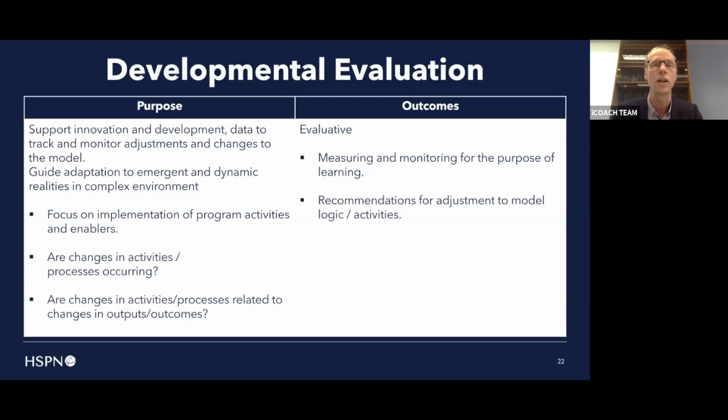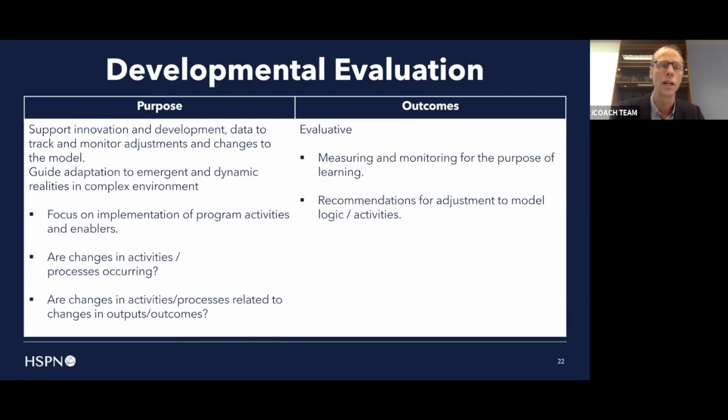We will change and alter, as I said at the very beginning of this webinar, our approach to working with the teams over time. And that is really to adapt to emergent and dynamic realities in the complex environments that you're working in. You may change target populations, change the groups that you're working with, and certainly we expect that over time the providers that are involved are changing as well.